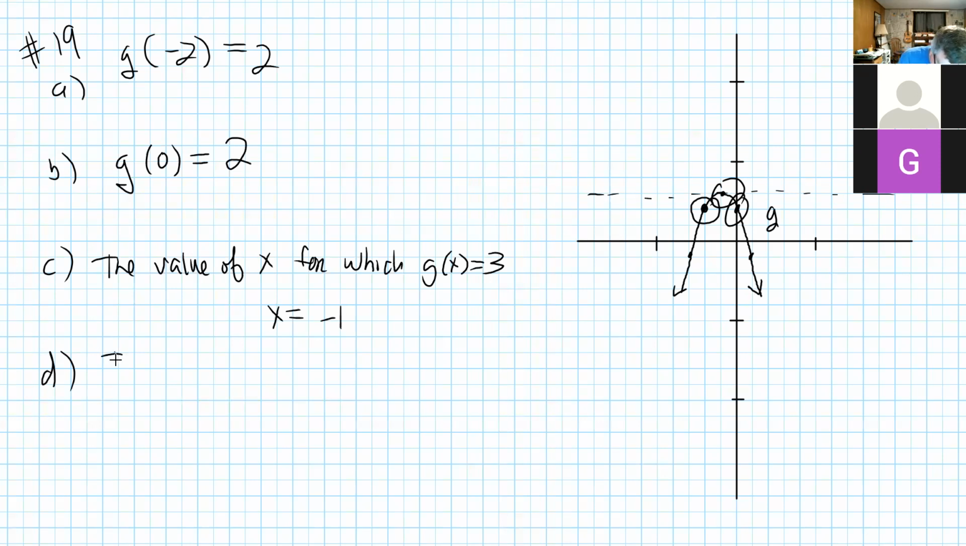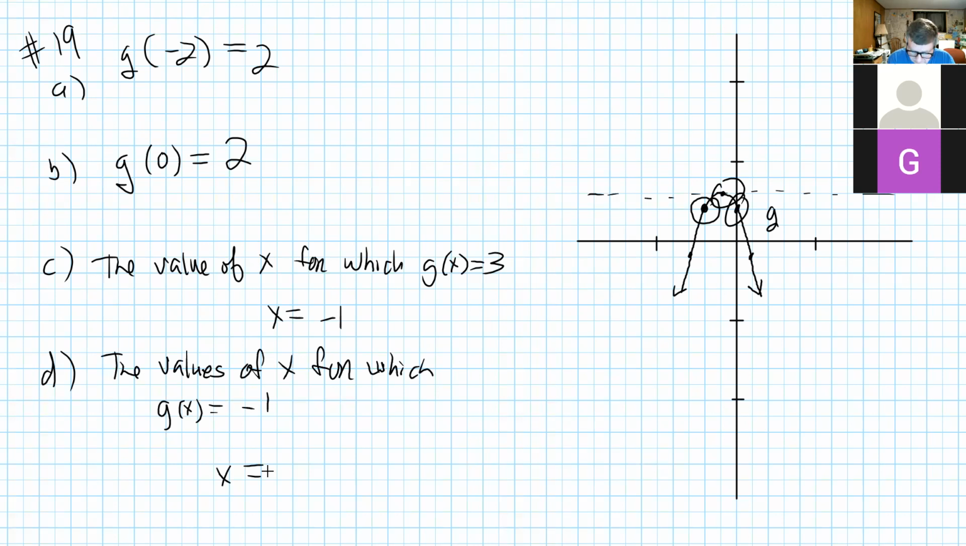Okay, D, the values of x for which G of x equals -1. Would it be 1? What else? -3. Good. Okay. So when x is -3, y is -1. When x is 1, y is -1. These two inputs give you this same output. Questions on this before we go on? Okay.